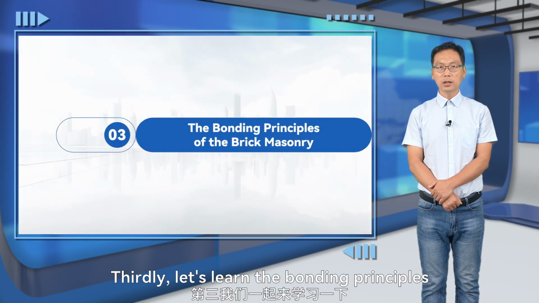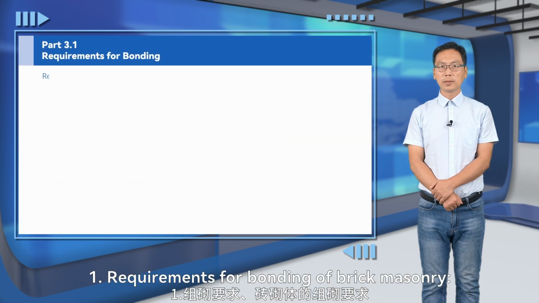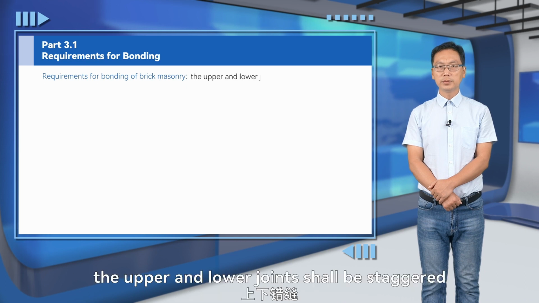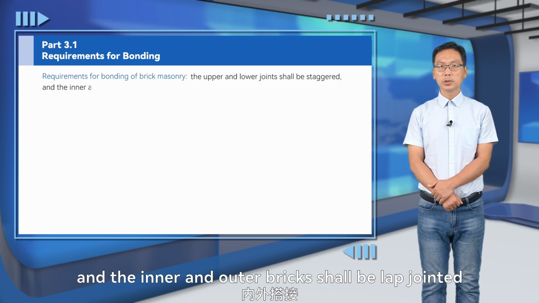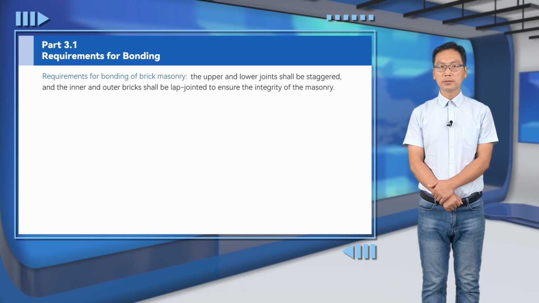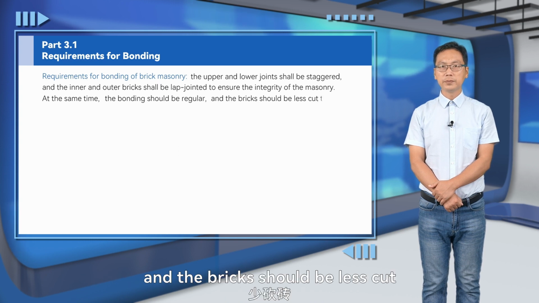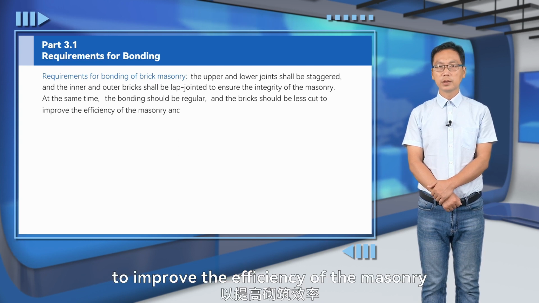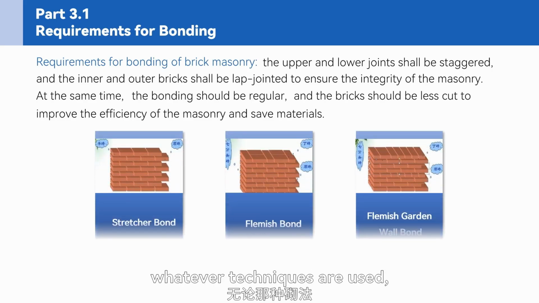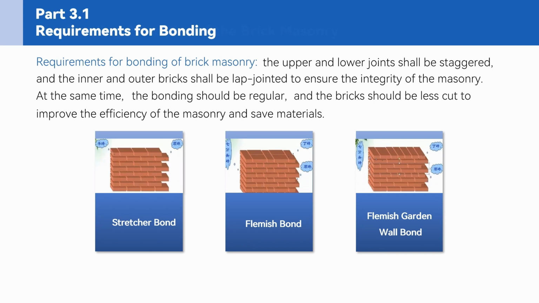Thirdly, let's learn the bonding principles of the brick masonry. 1. Requirements for bonding of brick masonry. The upper and lower joints shall be staggered and the inner and outer bricks shall be lap jointed to ensure the integrity of the masonry. At the same time, the bonding should be regular and the bricks should be less cut to improve the efficiency of the masonry and save materials. As shown in the figure, whatever techniques are used, they must adhere to the requirements of bonding.